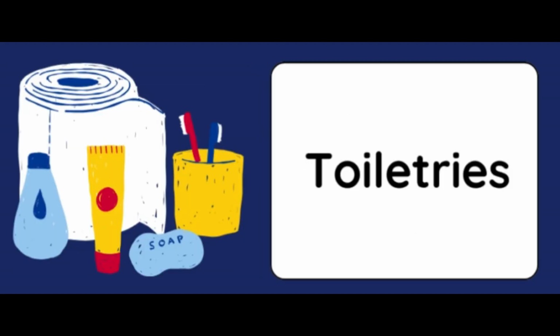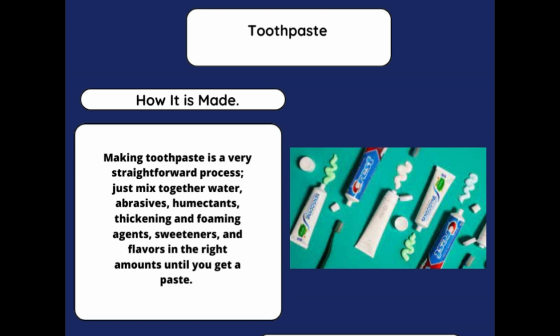Now let's go to toiletries. Toothpaste is made from a straightforward process, just mixing water, abrasives, humectants, and thickening and foaming agents to get that thick mixture, along with sweeteners and flavors, until you get the paste.